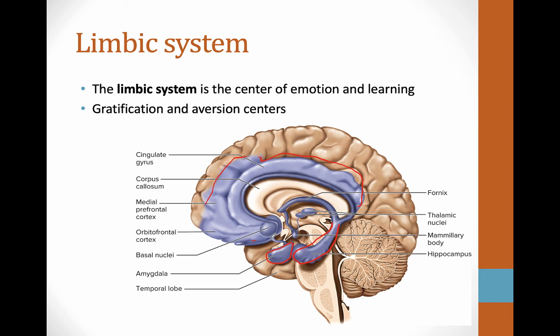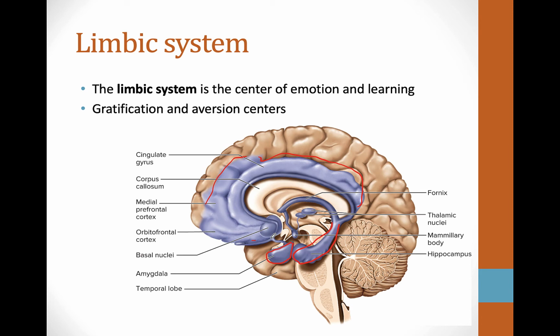So the limbic system functions in emotion and learning. Almost every portion of the system has some gratification center and some aversion center, some more than others. In the gratification centers, those are typically going to stimulate some sort of sense of pleasure or reward. And then an aversion center is going to stimulate something unpleasant, such as fear or sorrow.